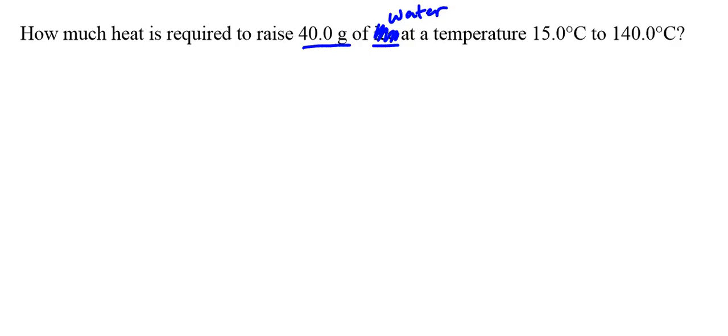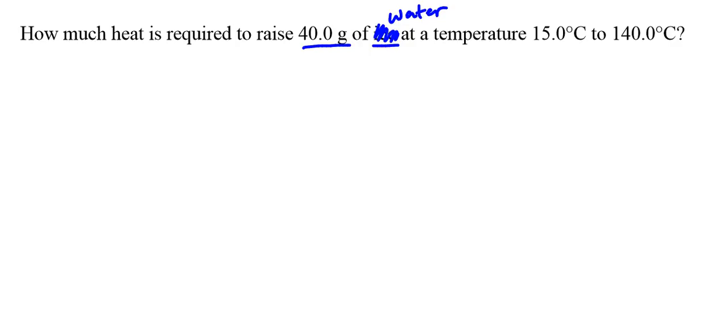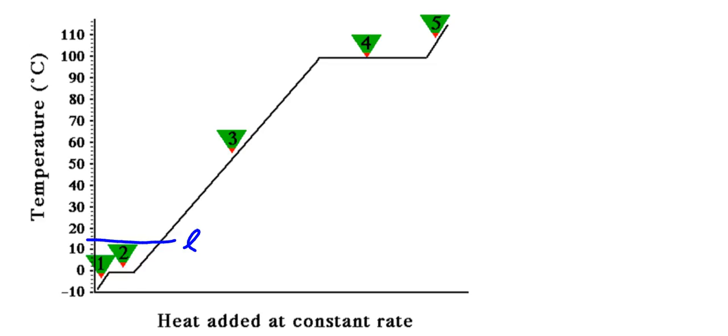Now, looking at my curve, 15 degrees Celsius is right about here, which means I'm liquid water right now. And I want to know how much heat to get to 140 degrees Celsius, which honestly is way up here. Okay, but anyways, I am steam. Here is liquid, so I'm gas up here. And liquid water, so we just have just regular old water.